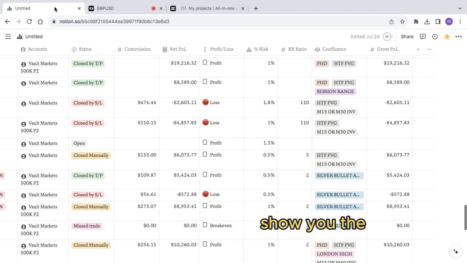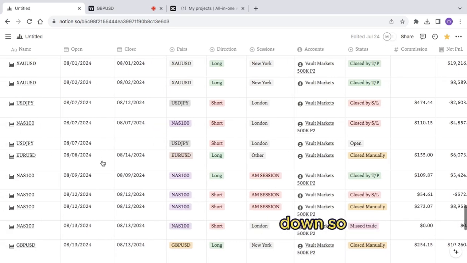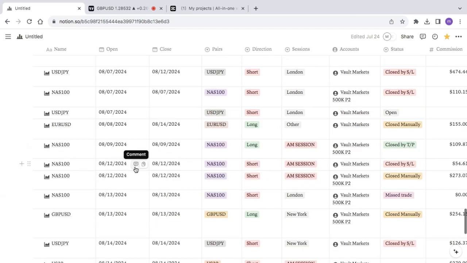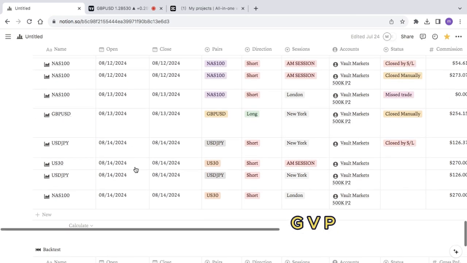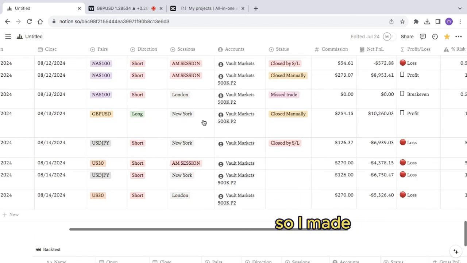In the meantime, let me just show you the trades that I'm breaking down. The GBP USD trade would be this one. I took it on the 13th and I closed it on the 13th. It was a fundamental trade. So I made about 10k on that one.